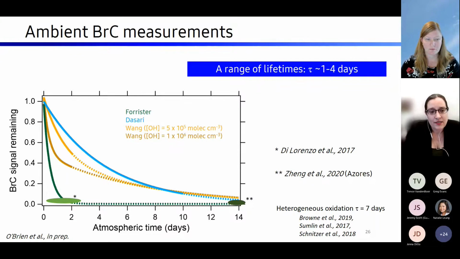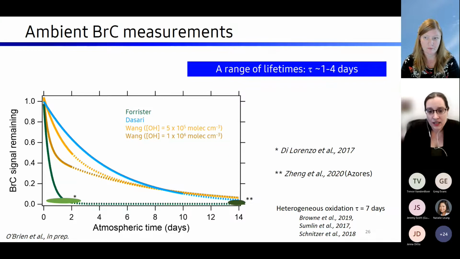The other one that we have for comparison is Wang et al. So these are the data sets that were collected down in the Amazon, and they're a little bit complicated because instead of looking at this as total atmospheric time, what they looked at was a photochemical clock. So we have to make some assumption as to the concentration of OH radicals that were present in the atmosphere at that time. So that's why there's two different colors. Those are just two different reasonable expectations for OH radical concentrations. The other thing that I'm doing to the Wang data set is that it's a relatively short decay, and there was quite a bit of brown carbon signal that was remaining after that period of time.